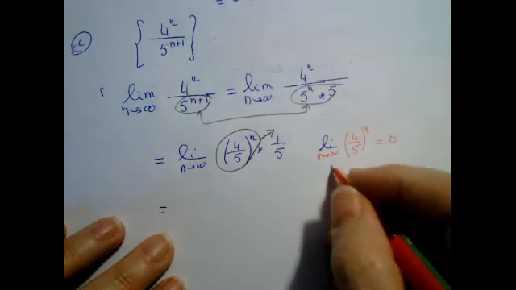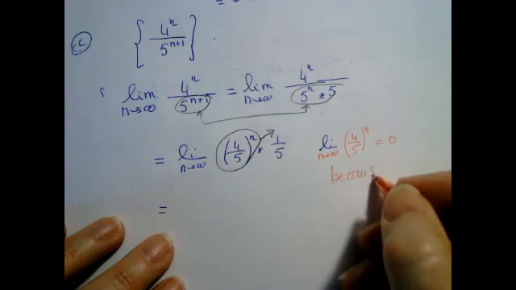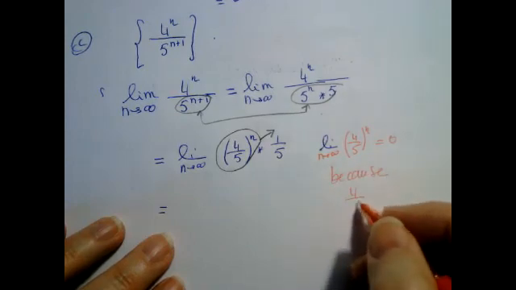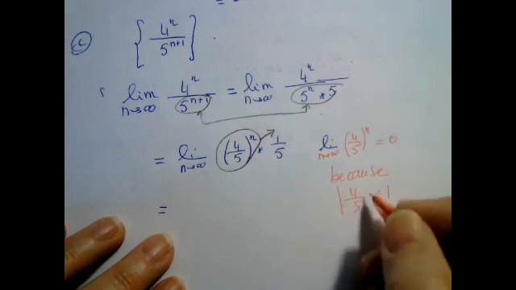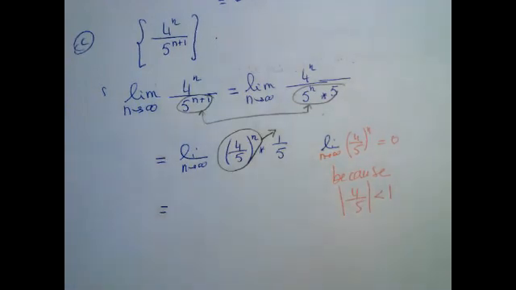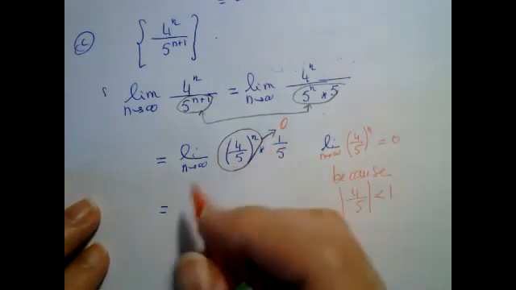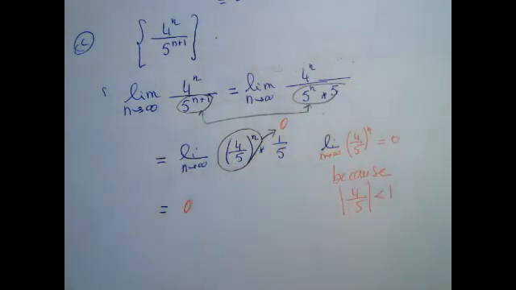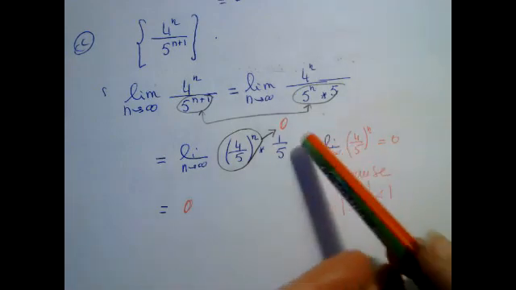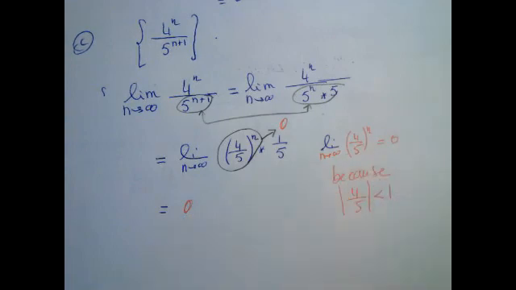because 4 over 5 is less than 1. It's 0.8. Take 0.8, raise it to a larger and larger power. The number is going to get smaller and smaller. This is going to become close to 0, times 1 over 5, so it is going to be equal to 0. Okay, so the reason I did what I did is basically to rewrite it in a format that I can recognize.